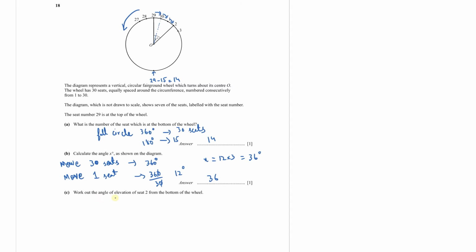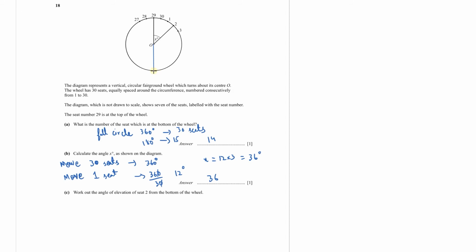Part C is work out the angle of elevation of seat 2 from the bottom of the wheel. So let me erase this here. So let me quickly draw a straight line here. Let me try this again. Yeah, this is better. So I have a straight line here which connects to the center like this. And let me erase all of this.